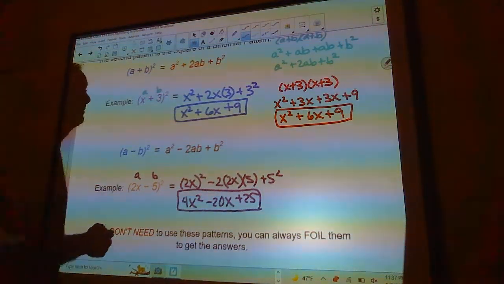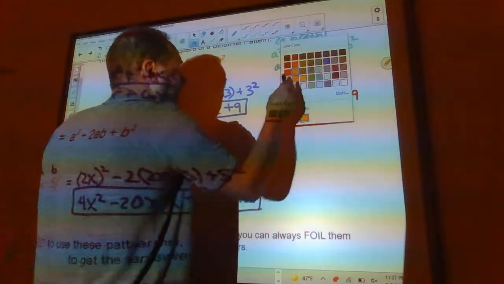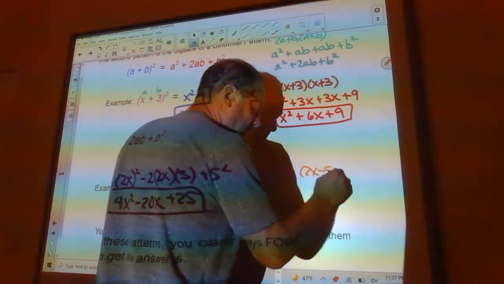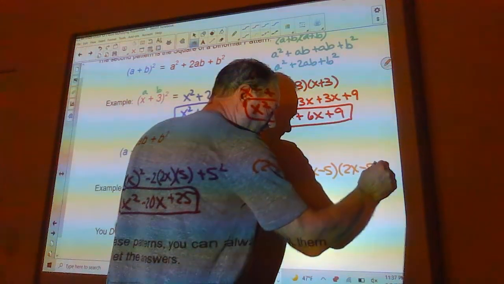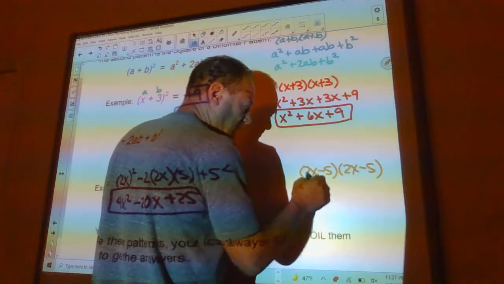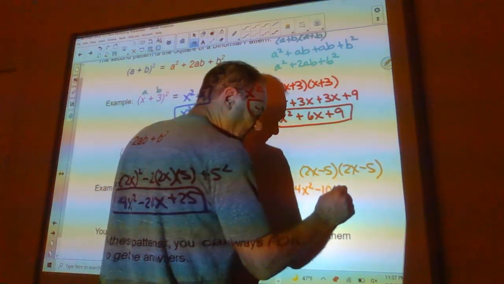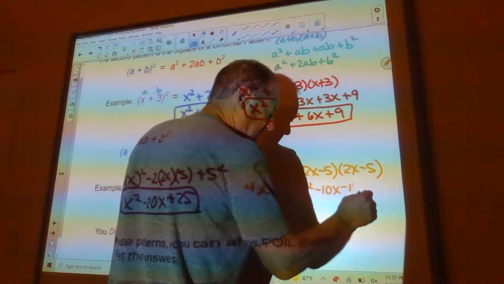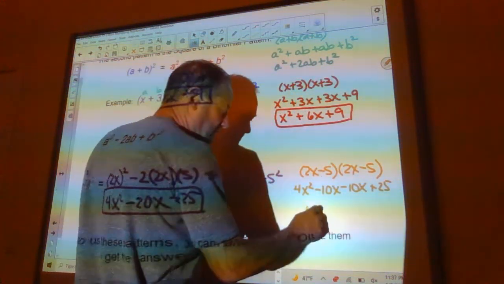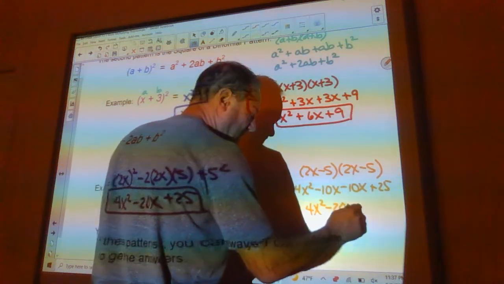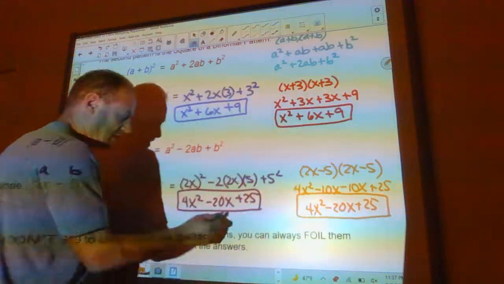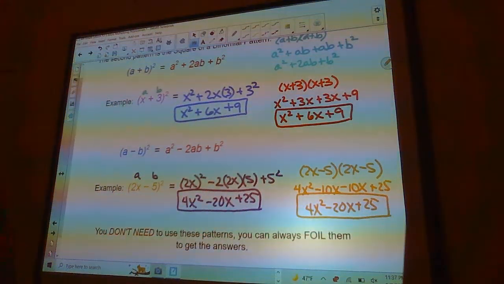Okay, and then like I said, if you don't like to use these patterns, you can always just simply write it out like this and FOIL it. So 2x times 2x would be 4x squared. This would be minus 10x on the outside. This would be minus 10x on the inside. This would be plus 25 in the middle. And so this comes out to be 4x squared minus 20x plus 25. And hey, that matches that. Okay?